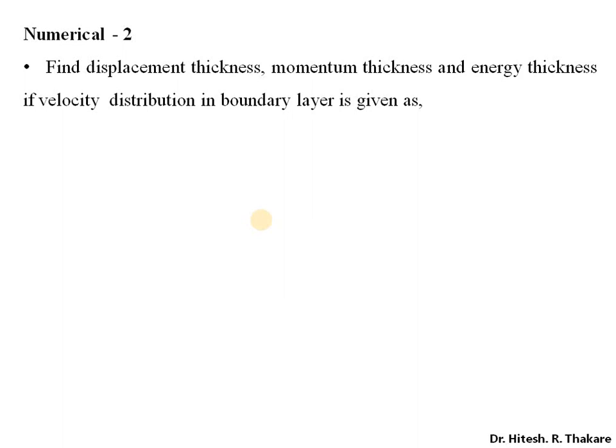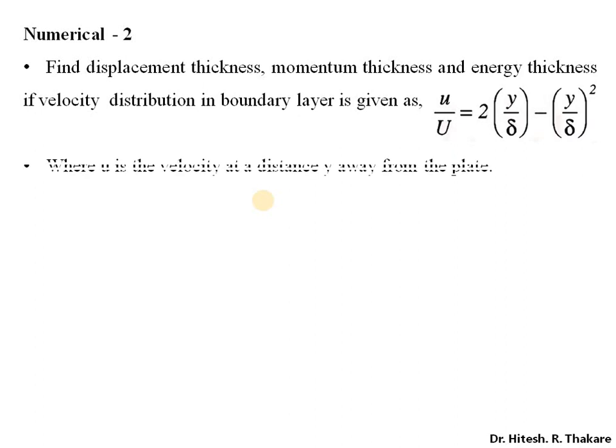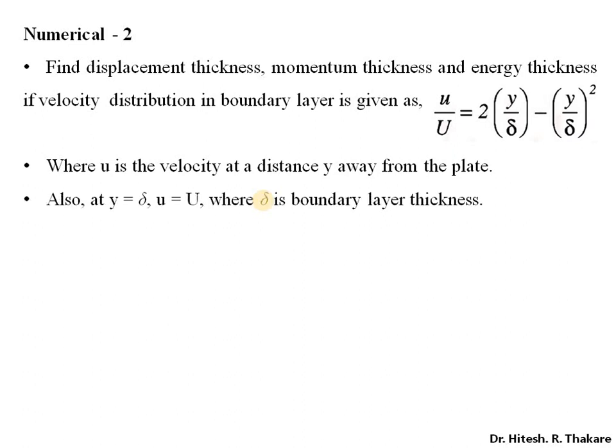complicated velocity profile. So the problem statement for this numerical is as follows. We need to find out displacement thickness, momentum thickness and energy thickness when the velocity distribution in the boundary layer is given as small u upon capital U is equal to 2 times y by delta minus (y by delta) whole square. In this case, y indicates distance away from the flat plate and delta indicates the boundary layer thickness, u is local velocity of that fluid layer and capital U is the free stream velocity.